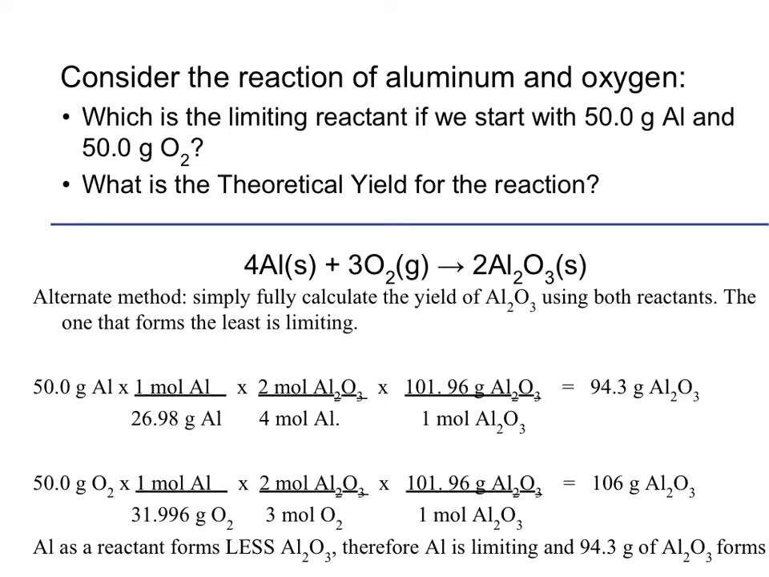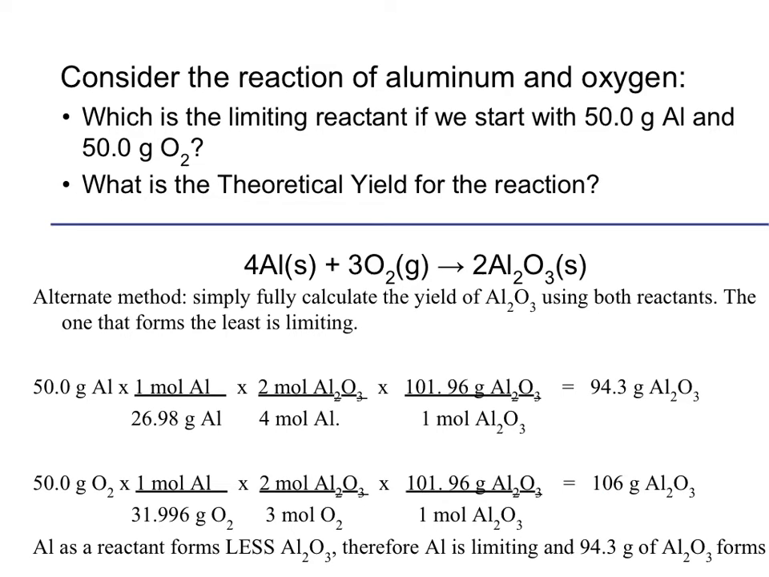We then go through the entire calculation, but using our 50.0 grams of O2 as our starting material. Convert that over to moles of O2 using our molar mass. Use our stoichiometric ratio to convert to moles of aluminum oxide. Our molar mass of aluminum oxide to convert then to grams of aluminum oxide, which shows us that 50 grams of O2 will produce 106 grams of Al2O3.